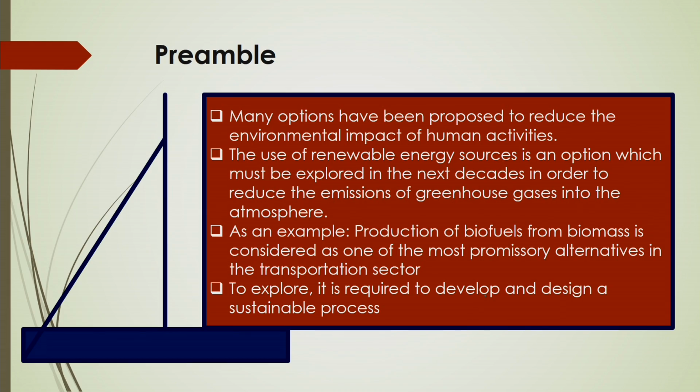As an example, whenever we are producing biofuels from biomass, it is considered one of the most promising alternatives in the transportation sector, where biofuels are being used as a green technology. This is what we can say is process intensification in a chemical engineering process. So, production of biofuels is nowadays considered as process intensification, where less carbon emission can be achieved by this biofuels production.